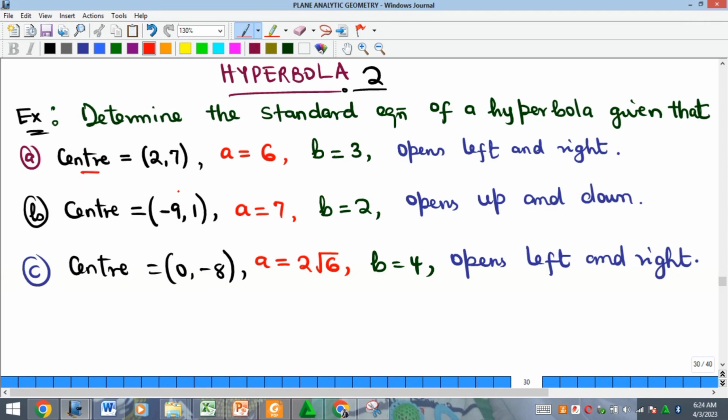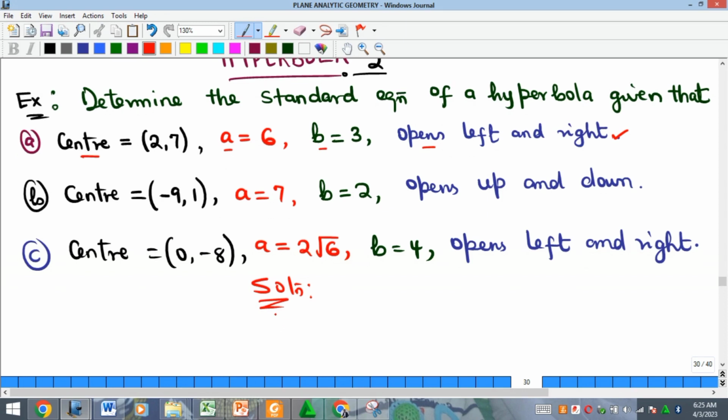The first is the center, and then your A and B, and then you should be told how the hyperbola opens. Is it to the left and right, or up and down? You recall we said that when it opens to the left and right, then you are going to have your x squared come first before your y squared. And when it opens up and down, you're going to have your y squared come first before your x squared. Right, so that's why you need this other information. Okay, so quickly let's draft the equations of these given hyperbolas.